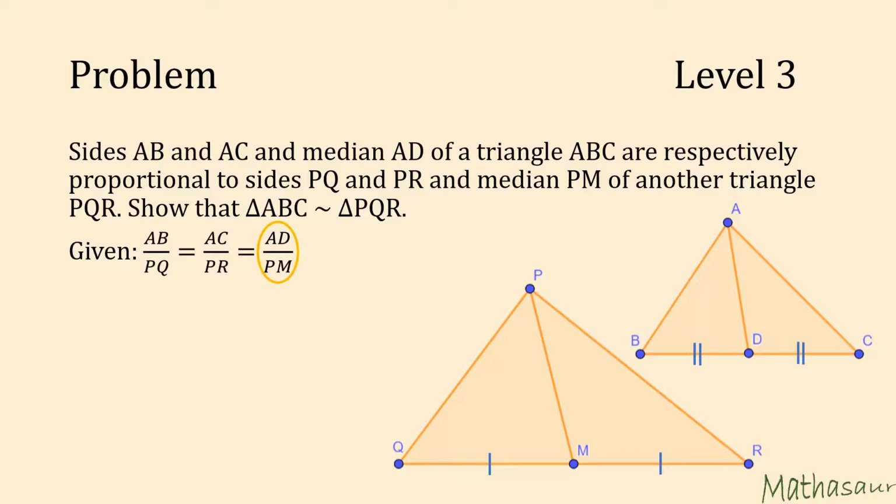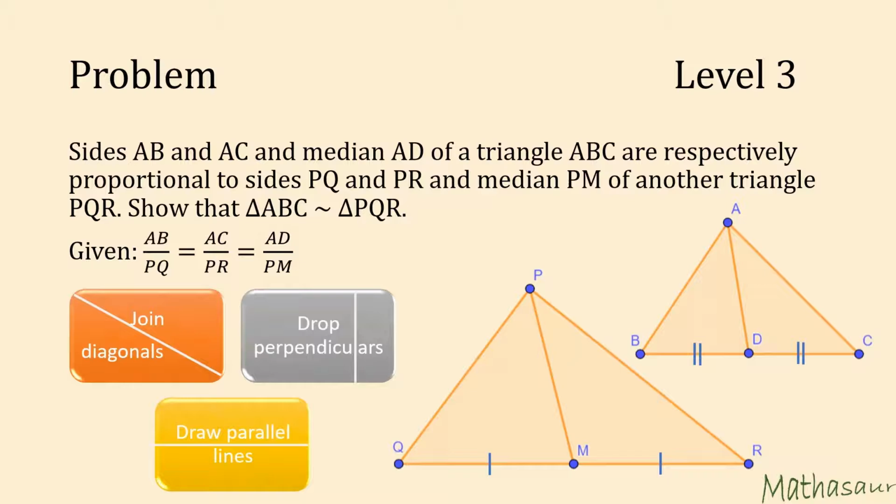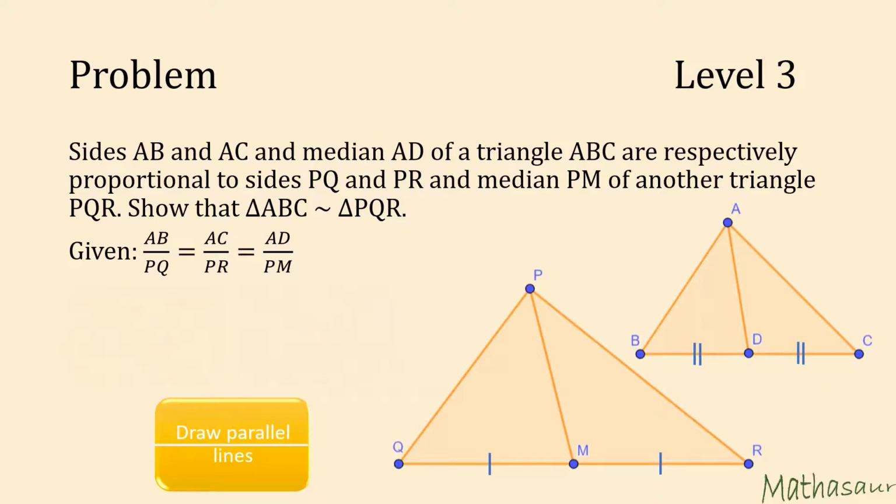Let us recall our tricks. We could join diagonals, but there are no diagonals to join here. Or we could draw perpendiculars. But dropping a perpendicular would merely give us a right angle. There isn't any other property that we could apply. That leaves us with the third choice, that is to draw parallel lines. So let us draw a line parallel from the point M.